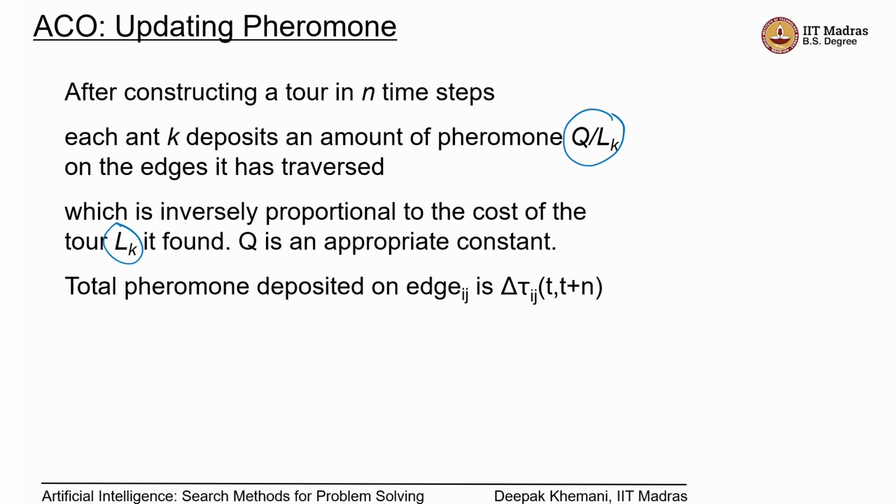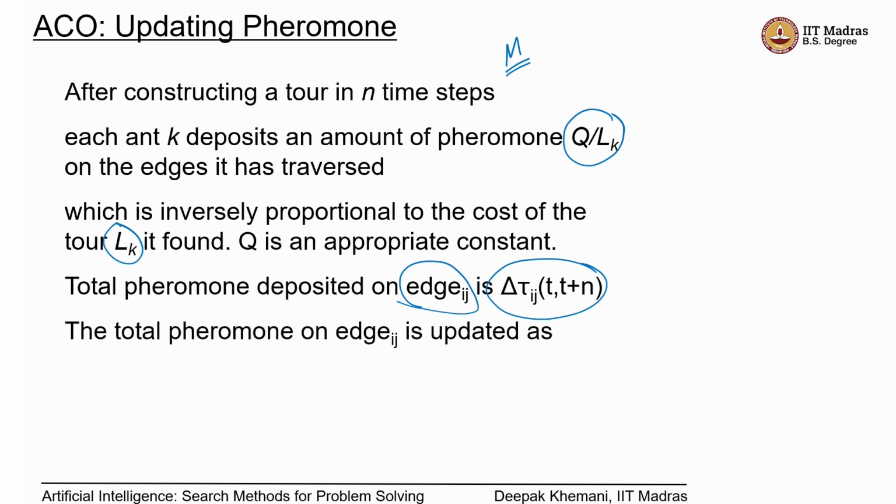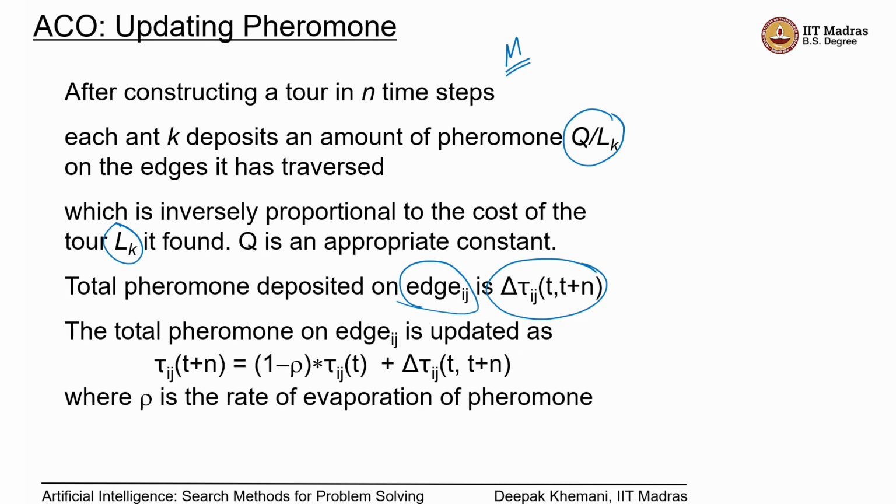So if there are m ants, remember that there were m ants to start with, and we place them on some random cities, and then they constructed the tours and so on. Then we sum up the pheromone on every edge by computing this for every ant that has traversed that edge essentially. So remember that not every ant will traverse every edge, but for whichever edge, whichever ants have traversed over it, depending on the length of the tour they found, they will deposit some amount of pheromone, and that is the delta tau ij that we have computed.